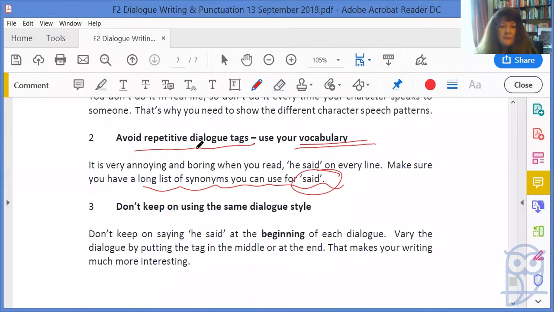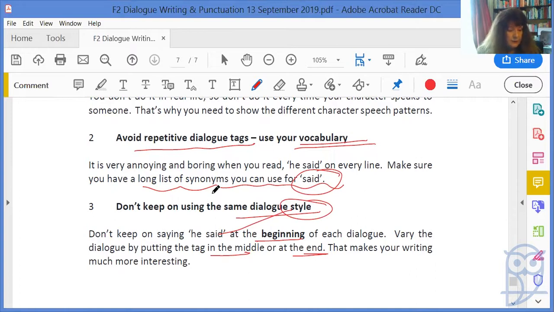And then don't keep on using the same dialogue style. In other words, don't keep putting it at the beginning. Put it at the beginning, put it in the middle, and put it at the end, particularly when you know how to punctuate it, which once you've learned it, that's it for life. It's like riding a bicycle. Once you know it, you will never forget it. Okay, so that's just 3 things not to do.